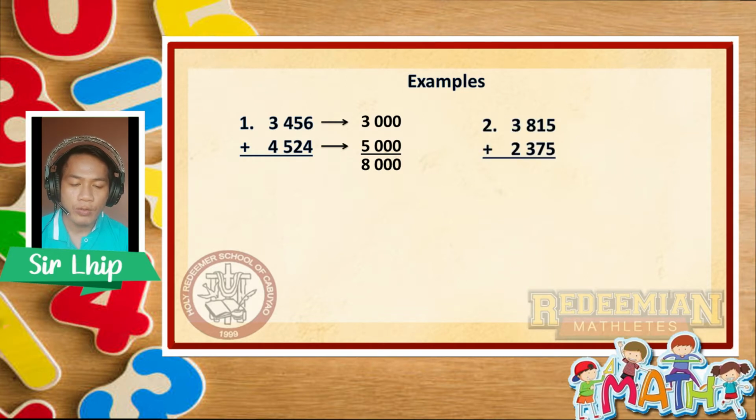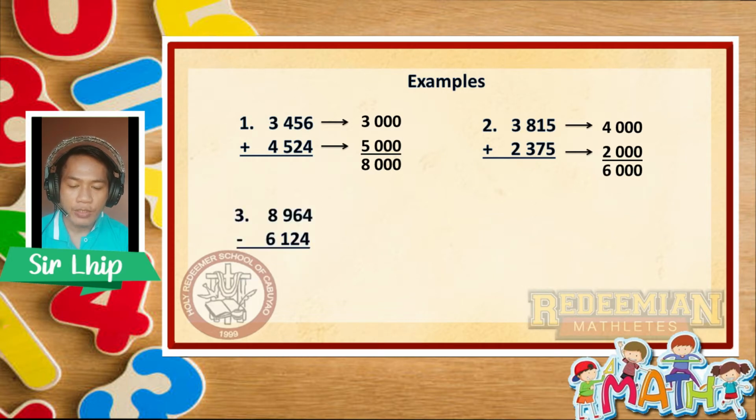3,815 plus 2,375. Round off 3,815 to the greatest place value. 3,815 becomes 4,000 and 2,375 becomes 2,000. So 4,000 plus 2,000 equals 6,000.